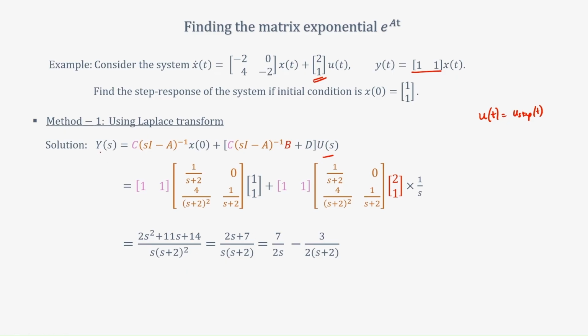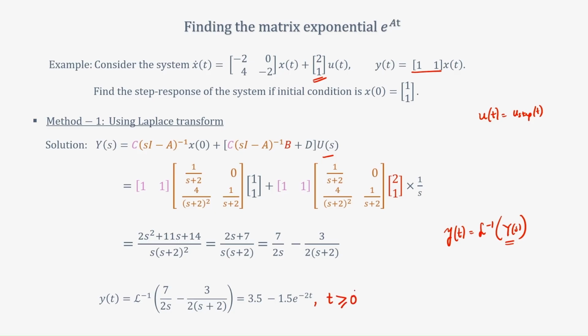Now, since y of t can be found out by Laplace inverse of Y(s), I am writing down Y(s) here in the partial fraction form as given here. So y(t) will be nothing but 3.5 minus 1.5 e to the power of minus 2t for t greater than or equal to 0. So this is the complete response of the system.